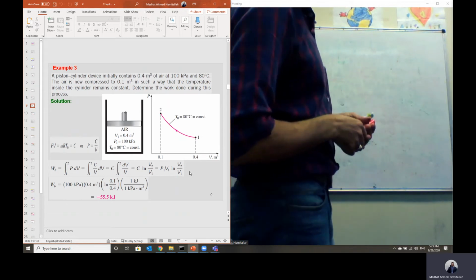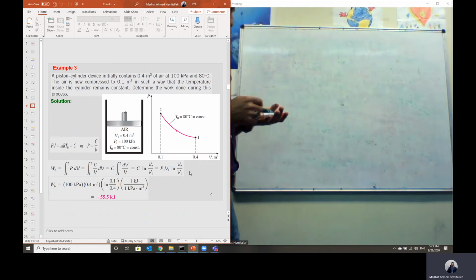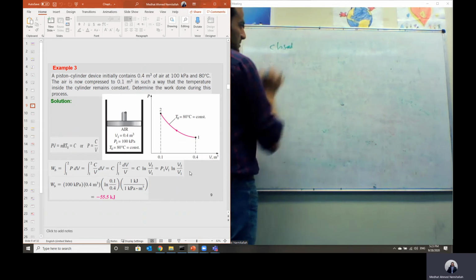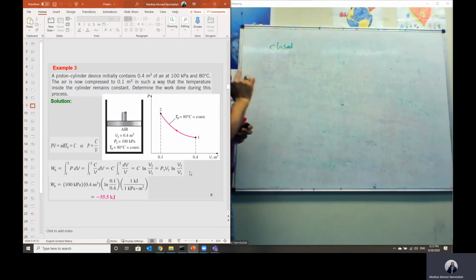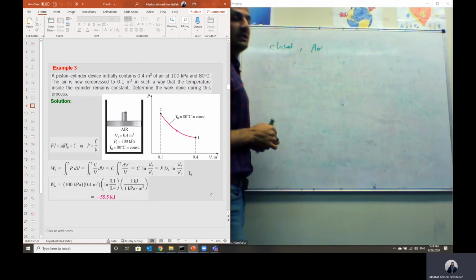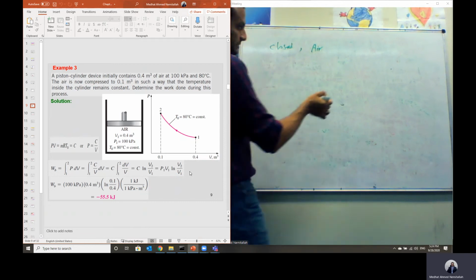He said we have a piston cylinder device initially containing 0.4 meter cube of air. So the system in this case is what? It is closed. We have to define the system as either closed or open, so it is closed. And we have a gas in a piston cylinder device. Which kind of fluid? He said in this case air. So the working fluid is gas. So I will stick to the ideal gas equation of state, PV equals RT, unless he asked me to use the modified equation PV equals ZRT.